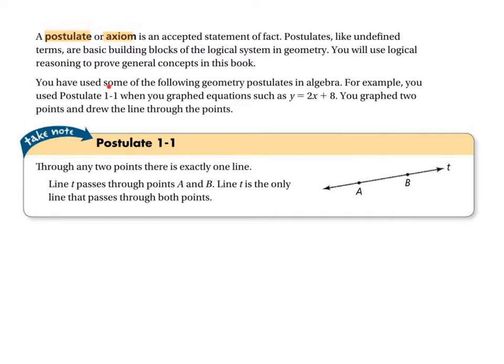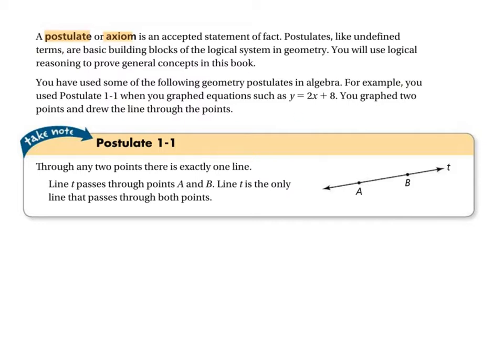Okay? Now, you've used some of the following geometry postulates in algebra. For example, we used postulate 1-1, I'll get to that in a second, when you graphed equations such as y equals 2x plus 8, last year in Algebra 1. You graphed 2 points and then you drew a line through those points, because the postulate says through any 2 points there's exactly one line.